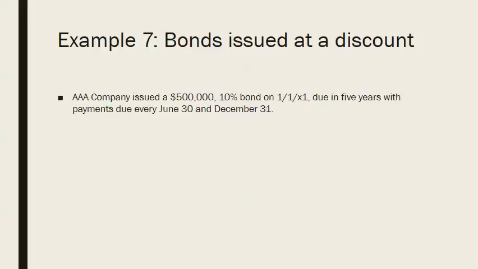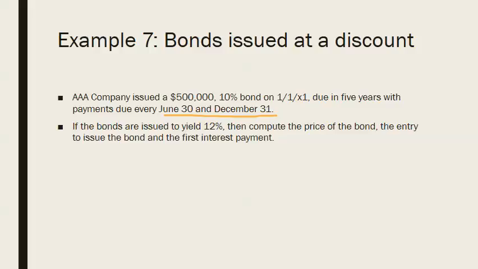That reads: a AAA company issued $500,000, 10% bonds on 1/1/X1, due in 5 years, with payments every June 30th and December 31st. First of all, notice that the payments are semi-annual. You can see it from right there. Also, if the bonds are issued to yield 12%, compute the price of the bond, the entry to issue the bond, and the first interest payment.